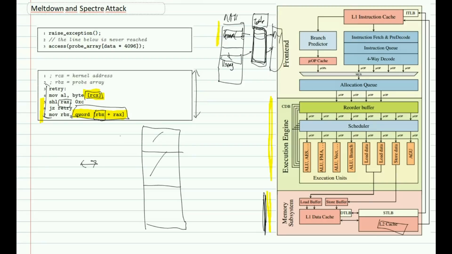So when we look at these two memory regions and try to see if it's cached or not, we can reconstruct which value was in the register RB, and therefore which value was loaded from the kernel space. So this is how Meltdown is working in a nutshell.